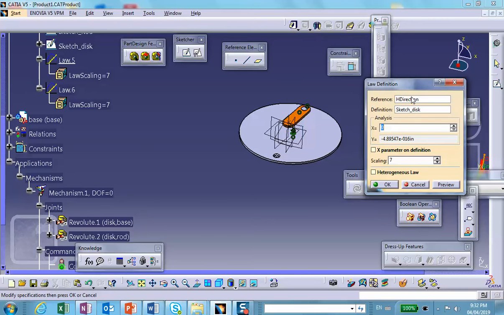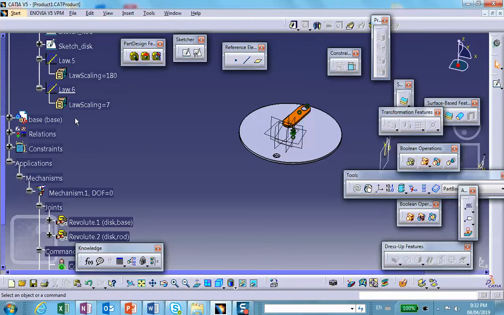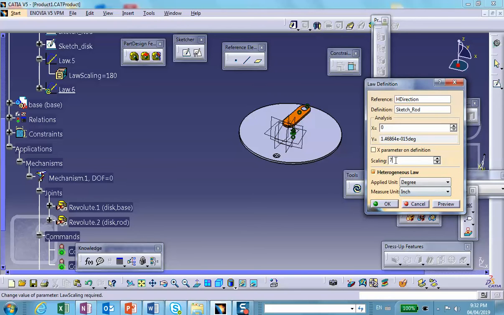But there is this box here, it says heterogeneous laws. If you click on it, it says that the applied units, the thing that I actually want, is degrees, not non-dimensional. And if that is the case, 0 to 1, if you wanted to convert it to degrees, the factor is going to be 180. Then say OK. And double click on law 6. Same thing. Check the box. Applied units is degrees. And then 180. Then we say OK.